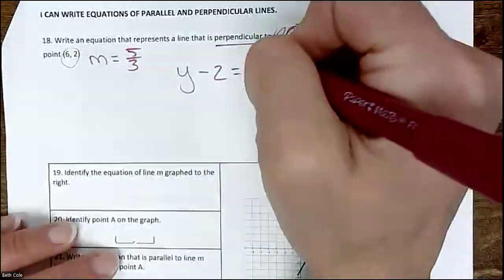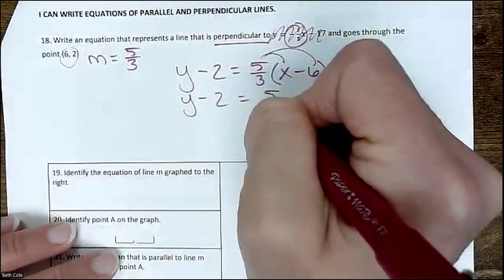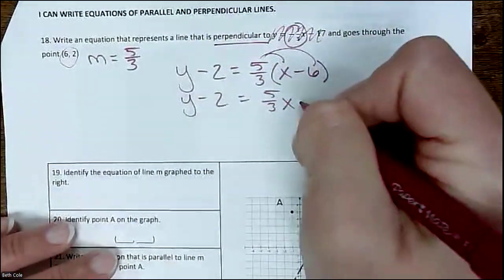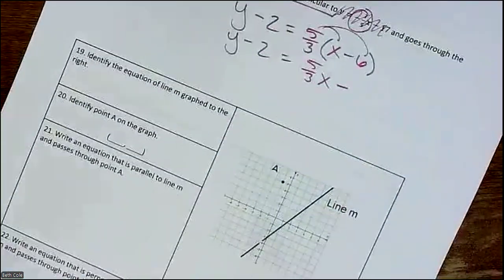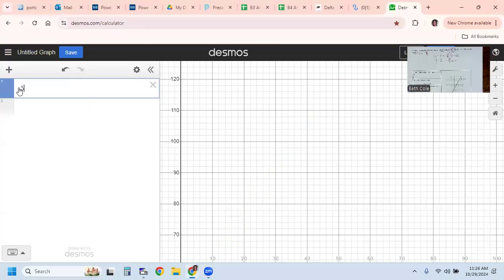All right. And then you have 2 steps. First one is what? Distribute. Good. So 5/3 x minus. Now, I do not know what 5/3 times 6 is. What shall I do? Put it in the calculator. So let me come over here. We're going to do 5/3 times 6. Boom. There you go. What is it? 10.